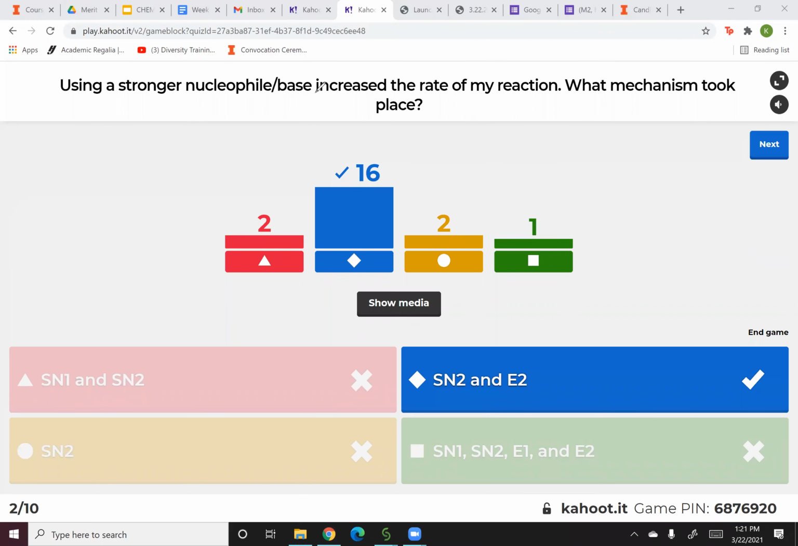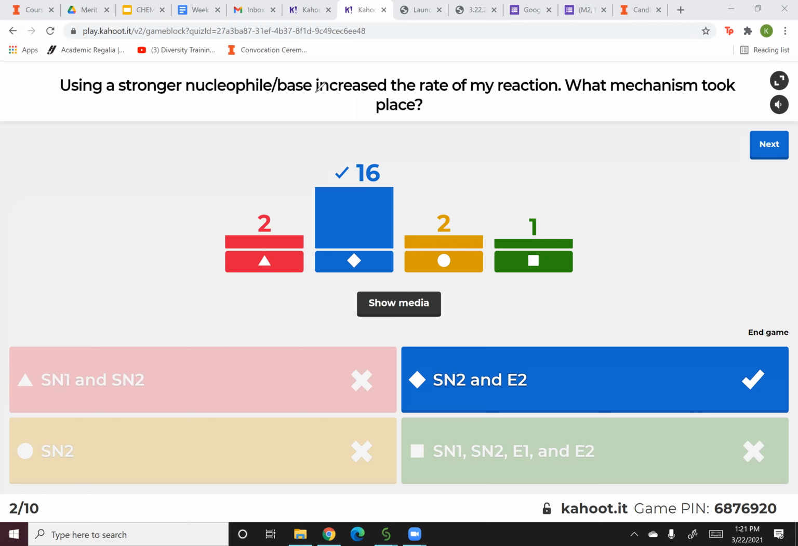Yeah, because I just know that the nucleophile doesn't affect the rate of SN1, so that one is the yellow and green. And then it says a stronger nucleophile will affect the rate of SN2, and possibly the stronger base will affect E2.